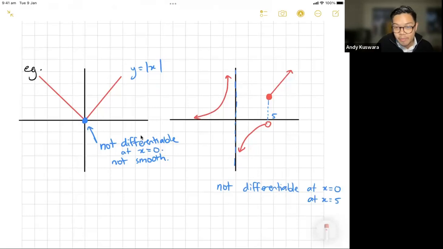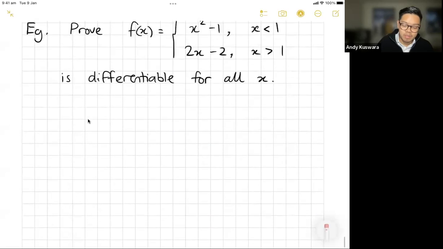So we can see that everywhere else, this is smooth, so it's differentiable all the way here. It's differentiable from here to that point there, and then it's differentiable from here to there. Because it's all smooth, smooth, smooth, except for the break here and the break here and that point there. Hopefully that makes a bit of sense.